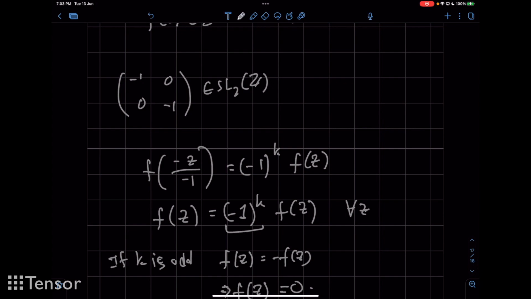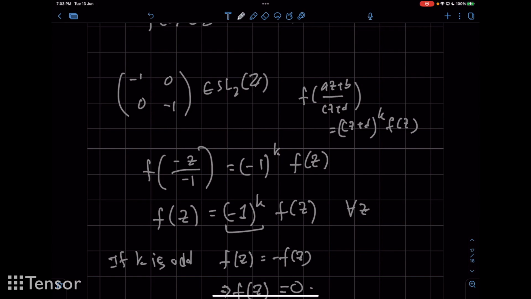So we just use the modularity condition that f of (az + b)/(cz + d) equals (cz + d) to the power k times f of z. So if k is odd, then the only modular form is the zero function. Exactly. If k is odd, then the interesting modular form doesn't exist. So we have proved a very interesting theorem.